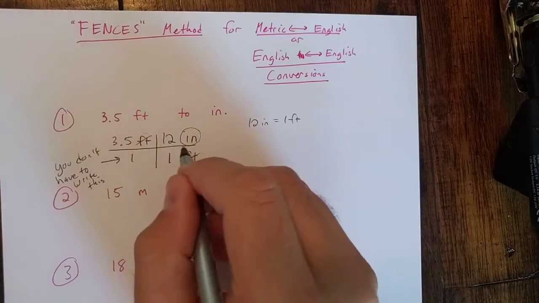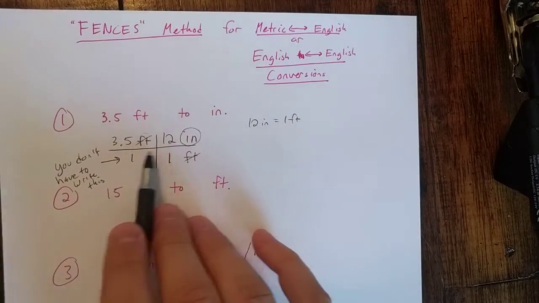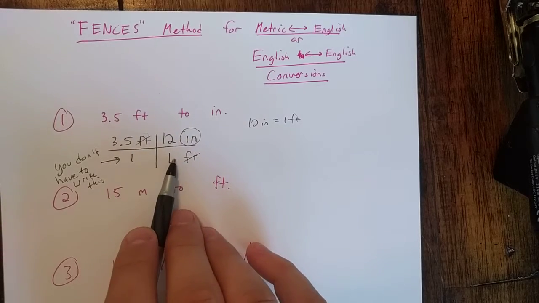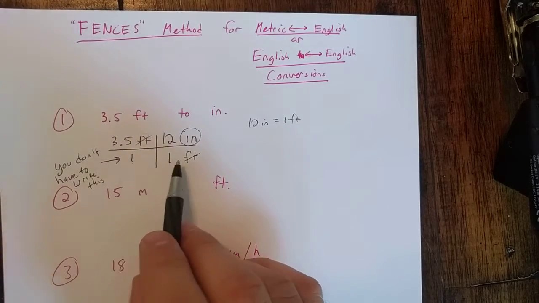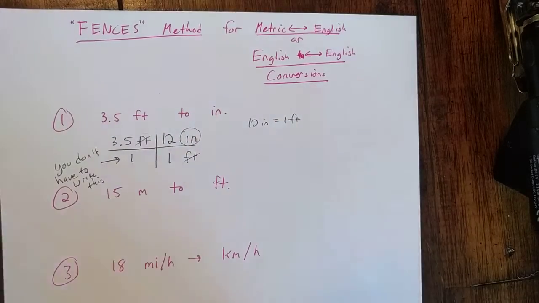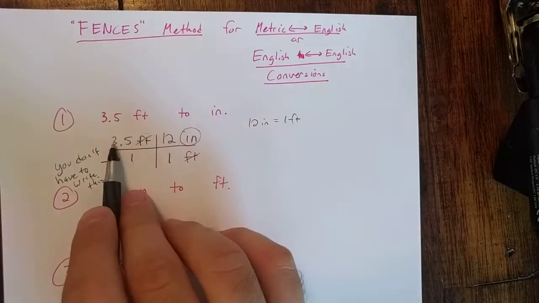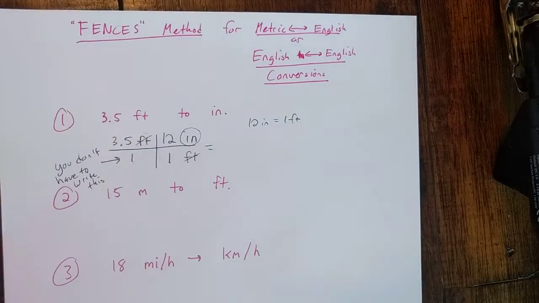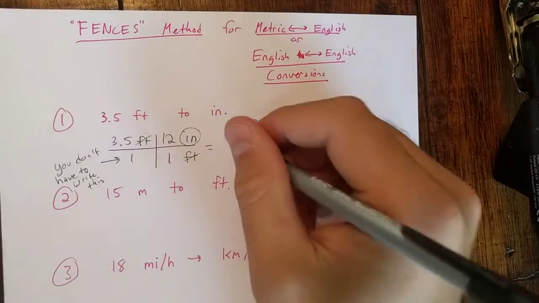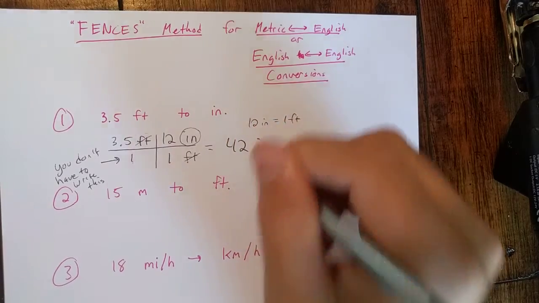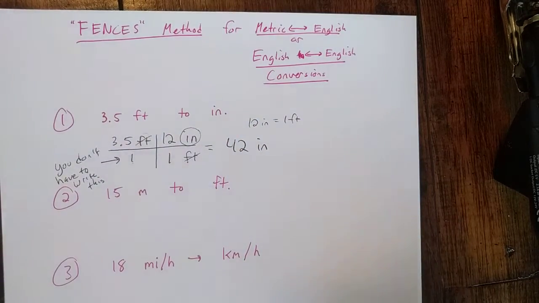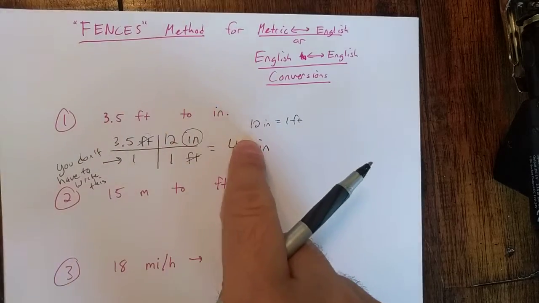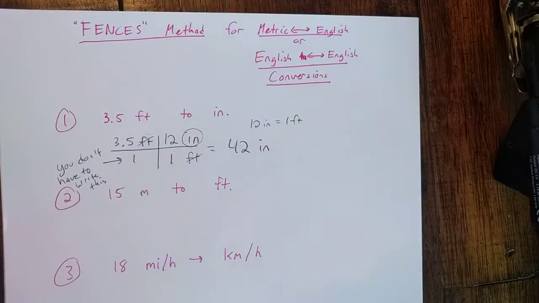So, to actually calculate, you're going to multiply like they're fractions, numerator times numerator, denominator times denominator. In this case, denominator 1 times 1. We don't need to really calculate that because 1 times 1 is 1. So essentially what you're doing here is 3.5 times 12. 3.5 times 12 will get you 42 inches. And that's it. You're essentially writing two fractions. You're going to multiply them, numerator times numerator, denominator times denominator, and you get your final answer.